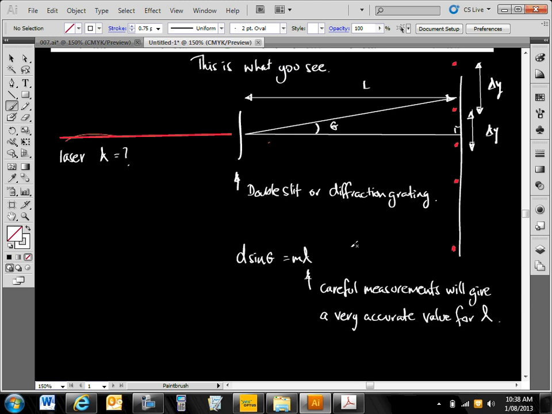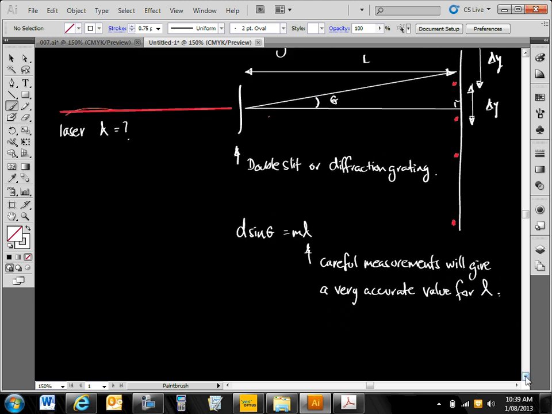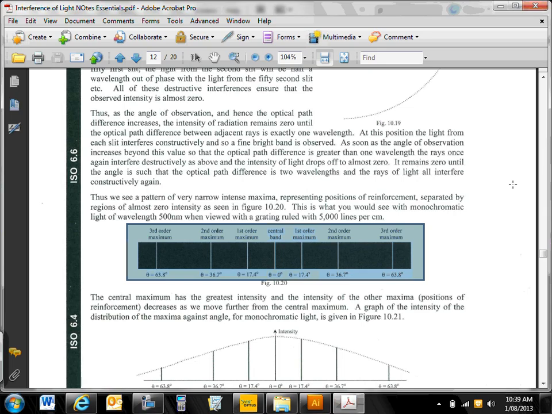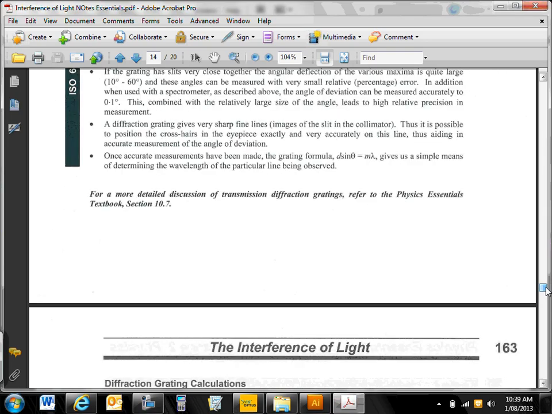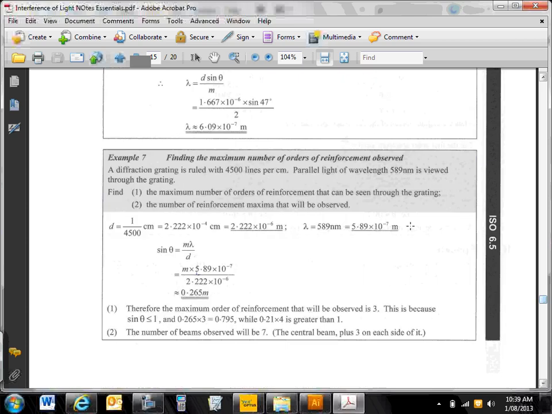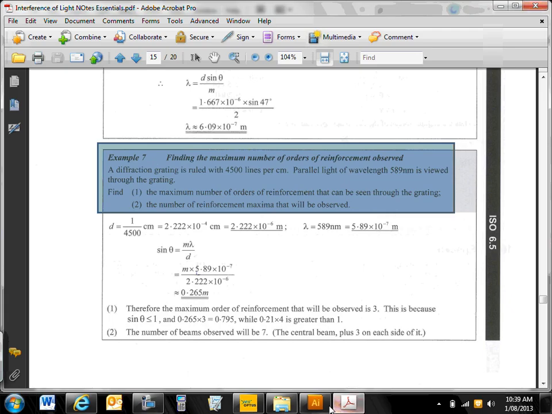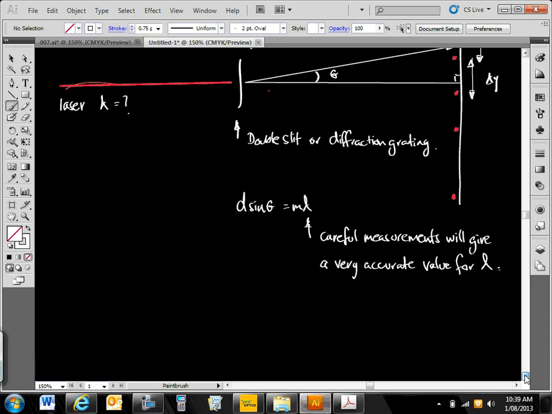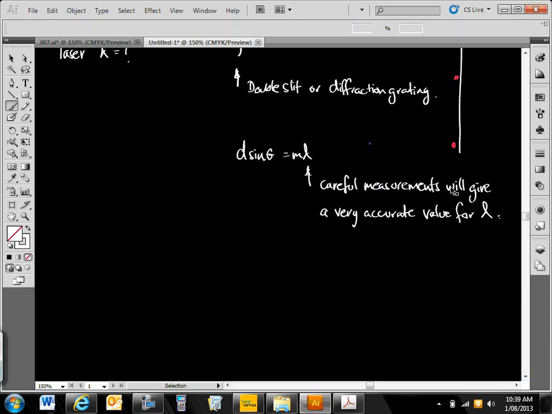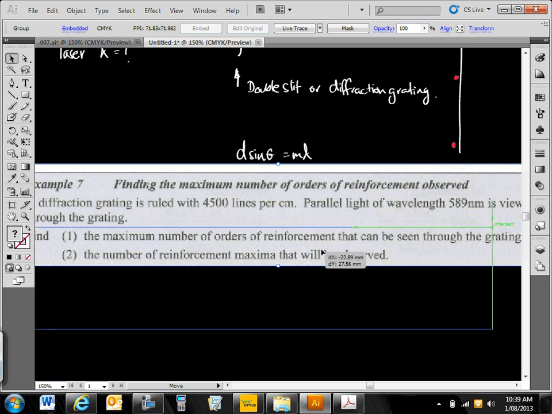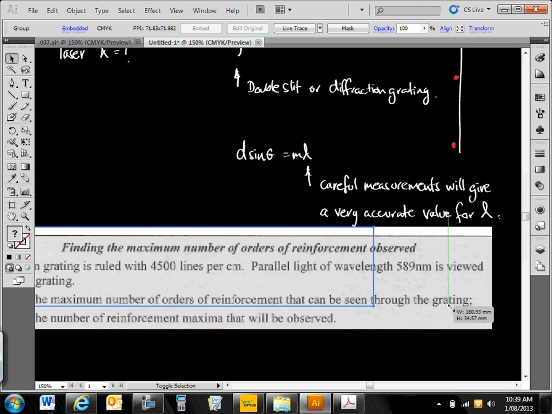Careful measurements will give a very accurate value for lambda. I'll move it back up in a second.